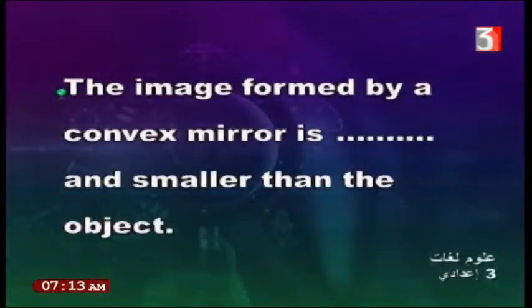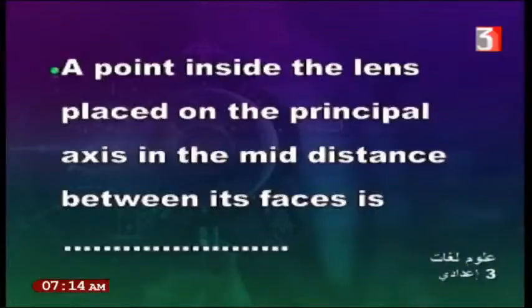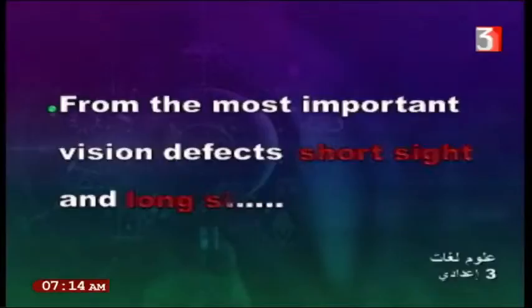The image formed by a convex mirror is erect and smaller than the object. The concave lens diverges the rays falling on it. A point inside the lens on the principal axis in the mid distance between its faces is the optical center. The most important vision defects are short sight and long sight.